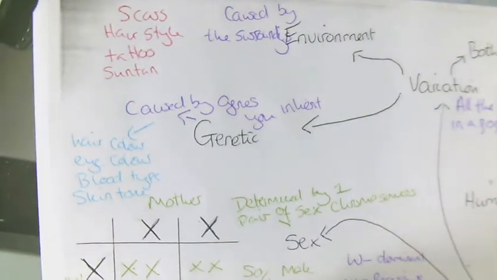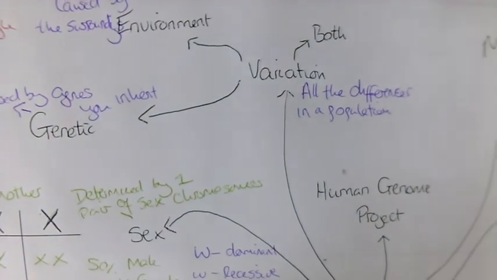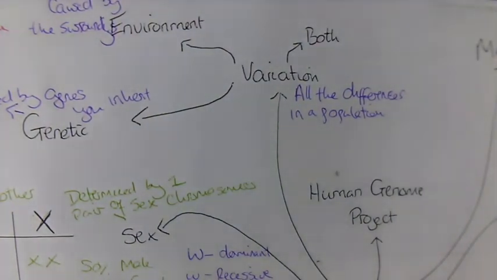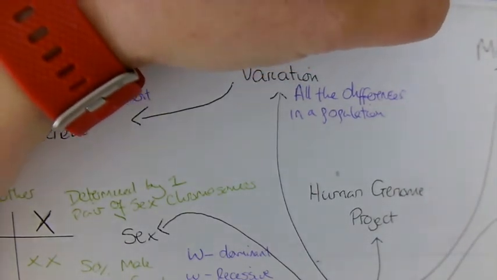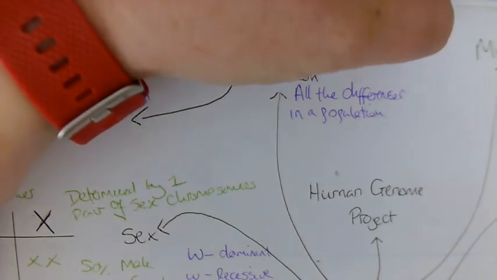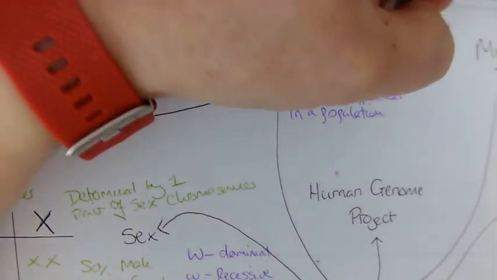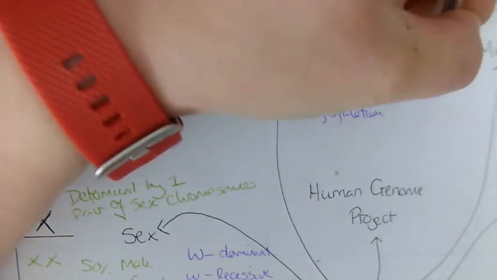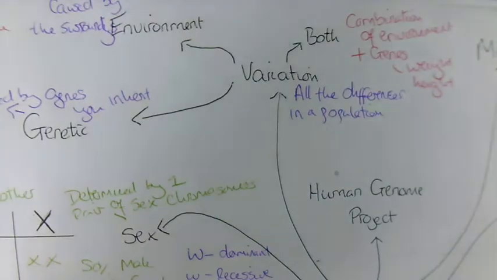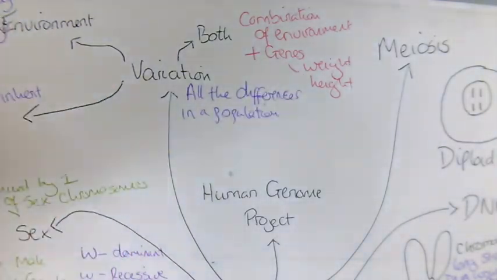But these things can be done by both. So what that looks like is caused by a combination of environment and genes. That could be something like weight or height, as you have specific genes for these things, but the amount of food and nutrients will also affect how heavy you are and how much you grow.